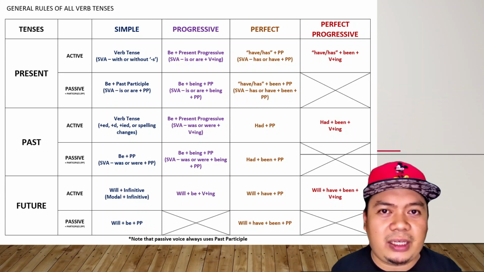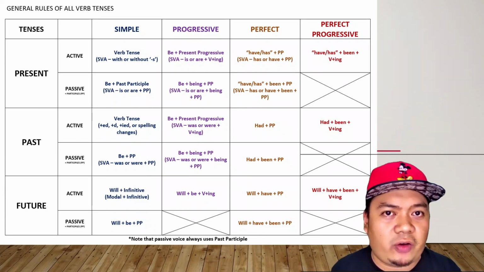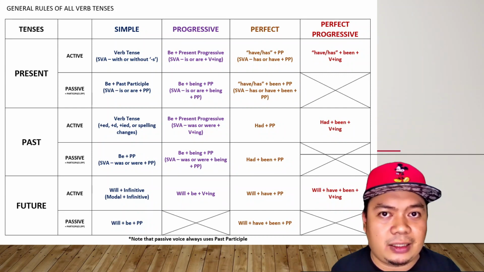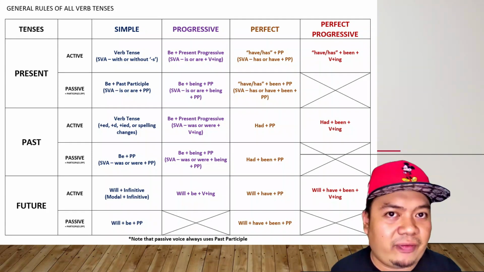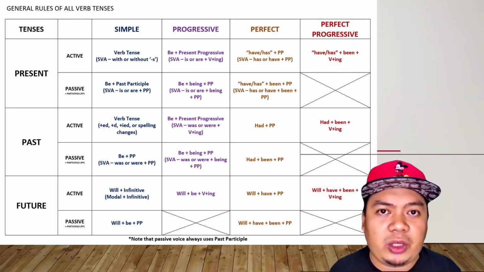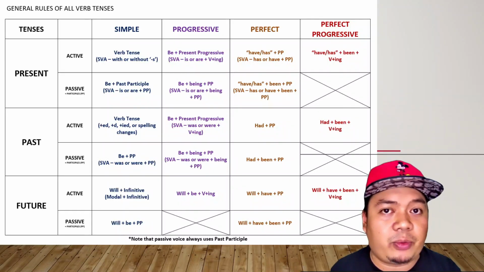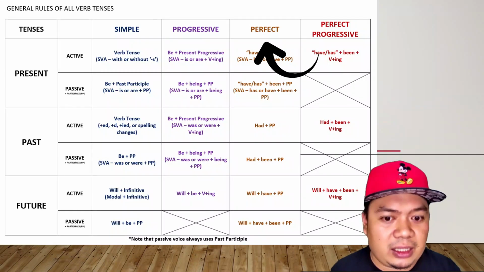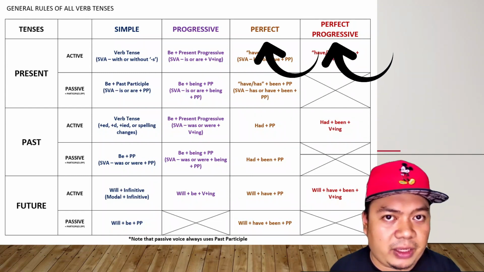Okay, for verb to be: is, am, are, was, were. They will be used to complement the meaning of the main verb in your tenses. For verb to have: has, have, and had, they will be used for perfect tenses and perfect progressive tenses, which is in the third column and the fourth column of the magic table.